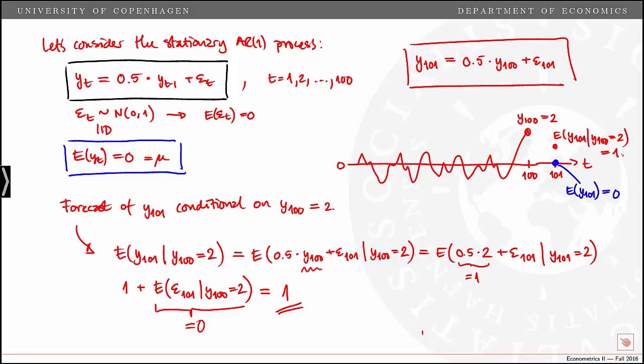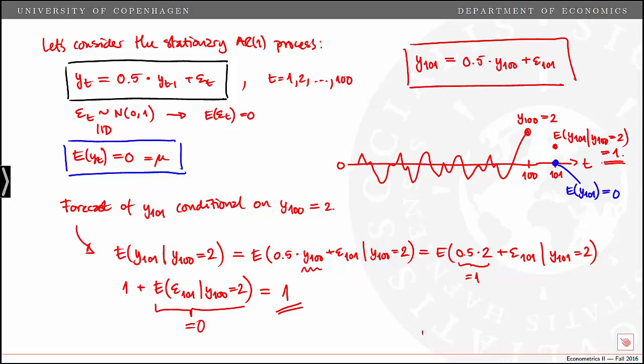So the difference here is that the conditional expectation takes into account that at observation 100, the process took on a value of 2. It is a predetermined observation. We already see it at that point in time. And when we forecast one period out in the future and we use that, we make a conditional forecast and we get an expected value of y_101, given that y_100 took on a value of 2, which is equal to 1. So this illustrates the difference between the conditional and the unconditional expectation.